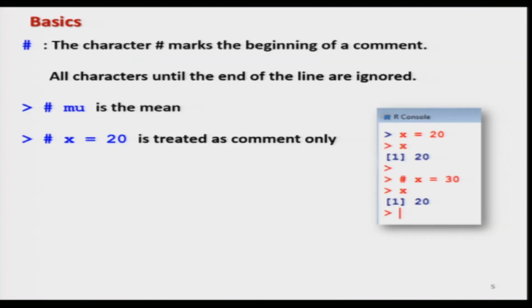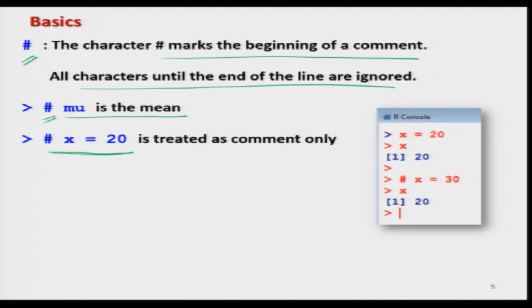Similarly, in case you want to write something inside your program that R should not execute, or in simple words you want to comment a command, then the character to use is the hash sign. If you write this hash sign at the beginning of a command, then everything in that line will be commented, and whatever is written after the hash sign will be ignored by R. For example, if I want to write mu is the mean, I will write hash mu is the mean, and it will not be executed, it will remain as such. Similarly, if I write hash x equal to 20, this will not be executed, but it will be treated only as a comment.